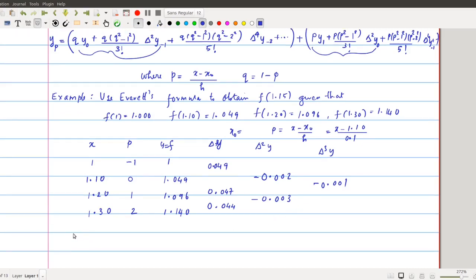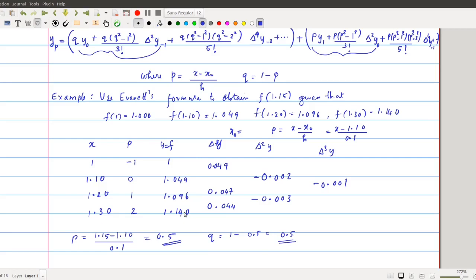Now you evaluate the value of y at x equal to 1.15. So the corresponding p will be 1.15 minus 1.10 divided by 0.1, that is equal to 0.5. So this is the p value. The corresponding q value will be 1 minus 0.5, so that is 0.5 again. So the q value and p value are the same. Now you evaluate this formula.